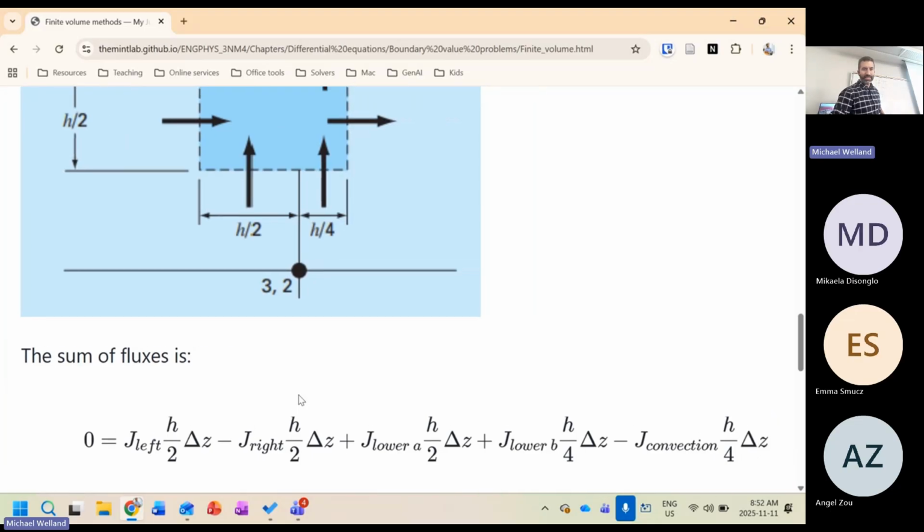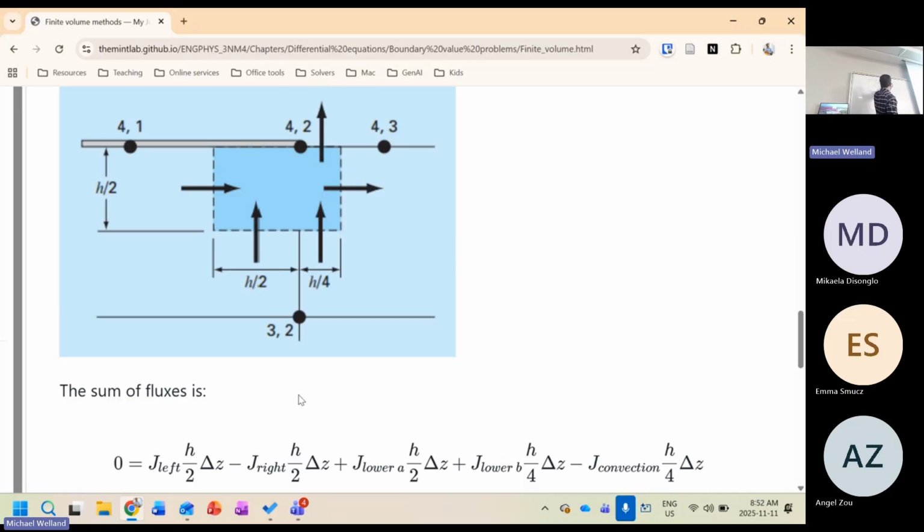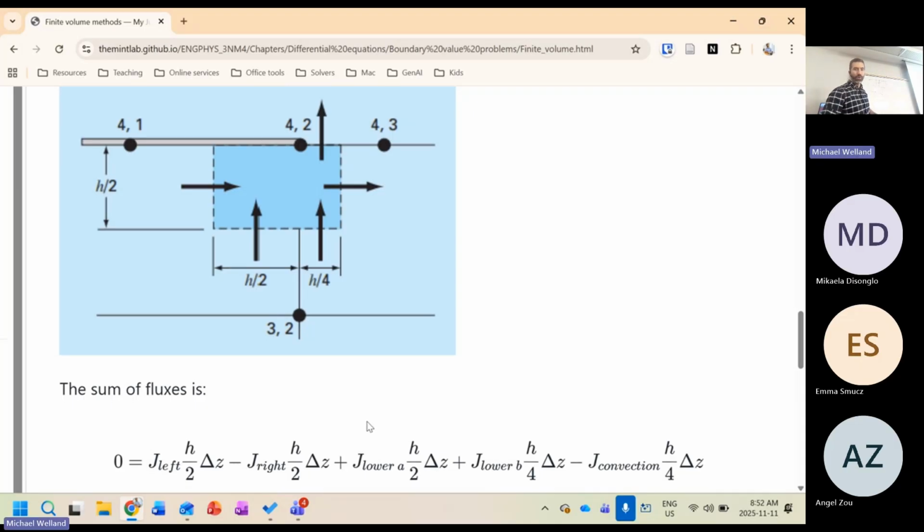On the other side, same idea. Whatever the flux is here, H over 2, delta Z. The lower half going up is going to be this guy, right? Times the same factors. And then we need another one for this side over here, right? So we're breaking up that area piece by piece. We're multiplying through by those fluxes, and then we're adding them all up.